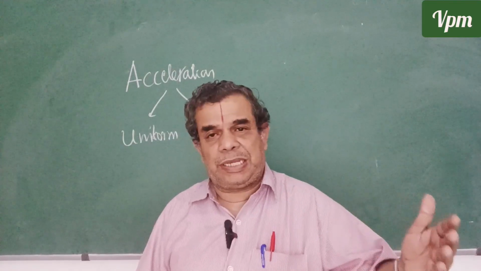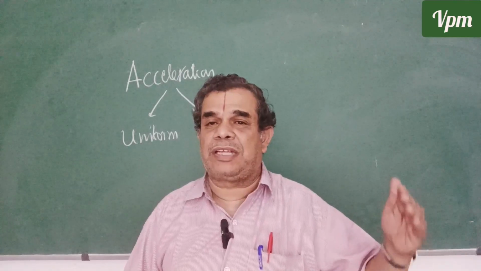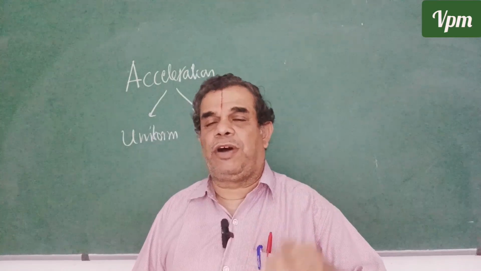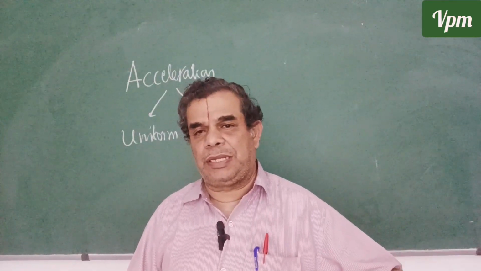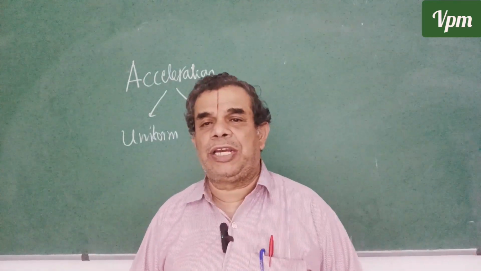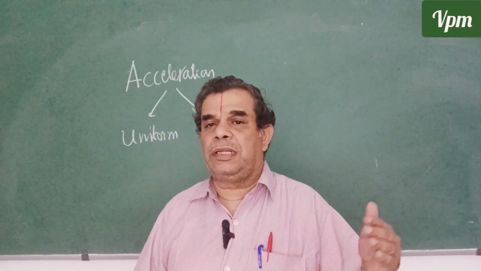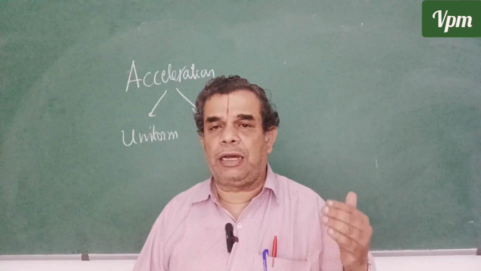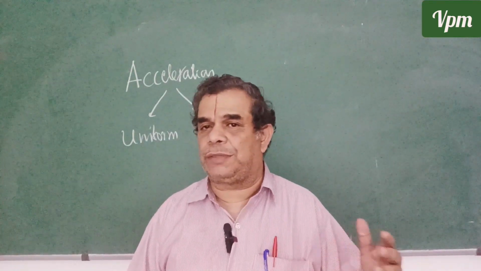Uniform means, as we said in case of uniform velocity, in the same manner, equal changes in velocity in equal intervals of time. That is uniform acceleration. Variable means in this second it may be something, in the next second it may be different, the direction or the magnitude. That is what we call variable acceleration. But basically, in 11th and 12th, we consider only the uniformly accelerated situations. So we constrain ourselves to uniformly accelerated motion.